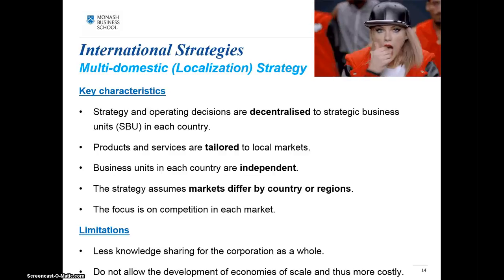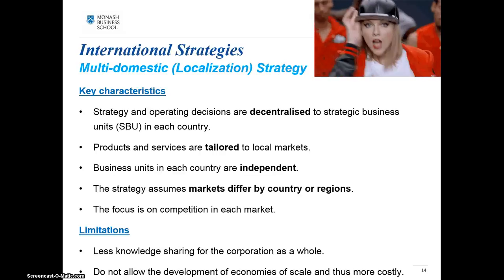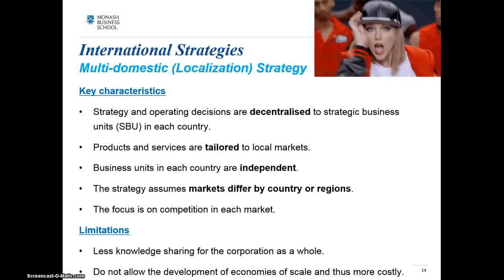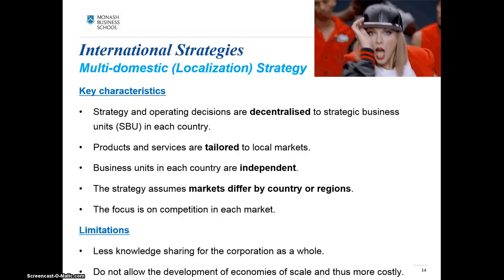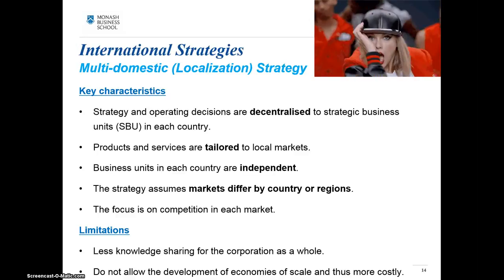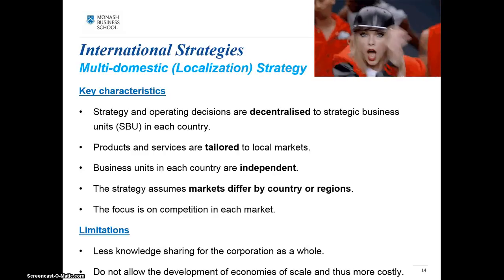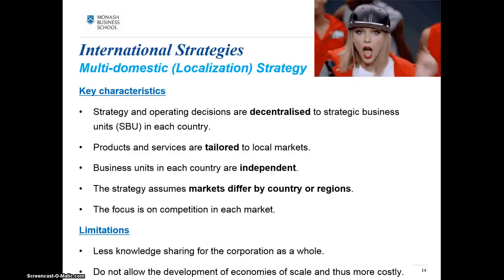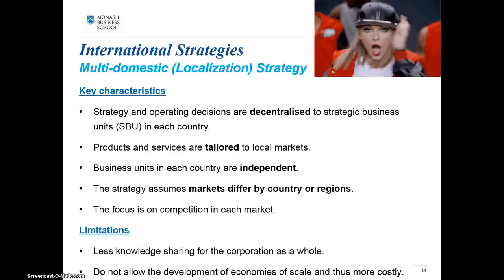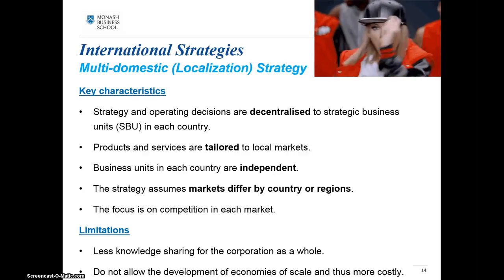So we see less ability to share the knowledge that the SBUs develop, and it also tends not to allow the development of economies of scale, and therefore ends up being slightly more costly than some of the other international strategies. The reason why this is so, if you can recall when we've talked about economies of scale in the past, these are basically the cost savings that are derived from producing large quantities of a particular or single product or service. So obviously, if everybody is offering a slightly different version of the same overall broad product, then you're going to find it more difficult to produce that particular product in larger quantities if everyone has a slightly different version of it. And that in turn tends to lead to the products being more expensive overall.